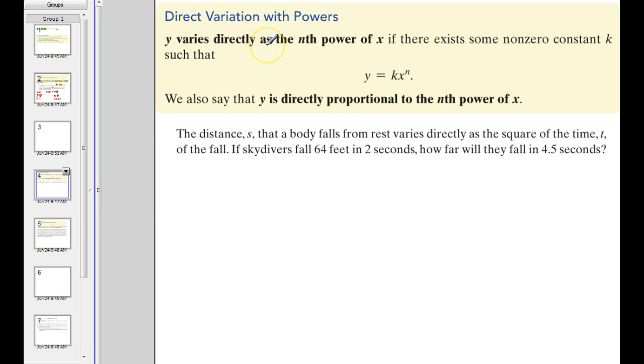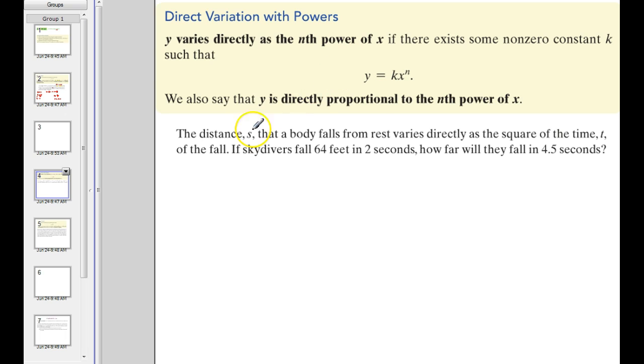Alright, now sometimes direct variation is not just one variable, but direct variation to a power of another variable. So we may say y varies directly as the blank power of x. Sometimes we'll say the square of x, meaning x squared, or the cube of x. We only say squares and cubes. Everything else we'll just say the power, like 5th power, 6th power.